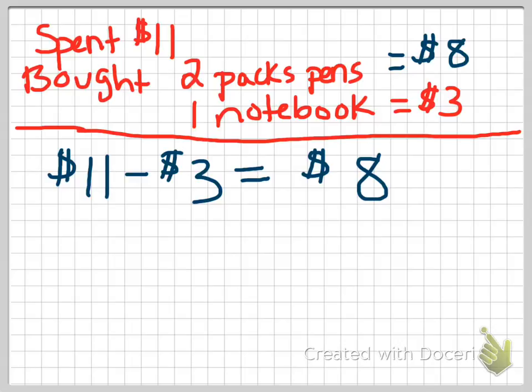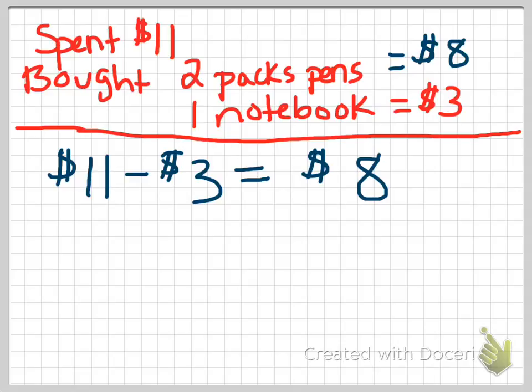I know that the 2 packs of pens plus the notebook total the $11. Now, be careful, because some of you might have thought to stop there, but remember, they want to know how much 1 pack of pens cost, not 2. So think about it and try to write a number sentence of what you think would happen next. Go ahead and pause it.